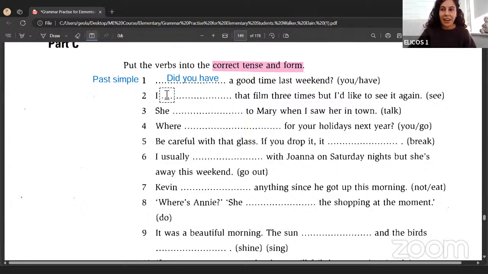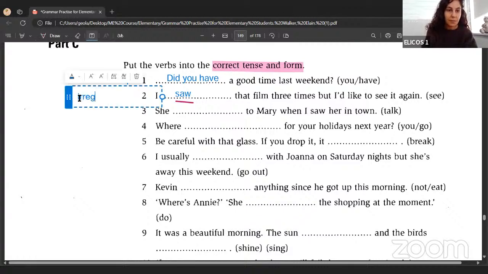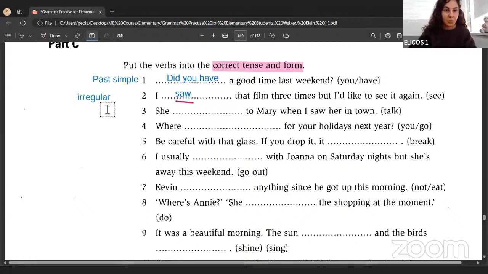Okay, number 2, yeah, irregular past. I saw that film 3 times, but I'd like to see it again. Yeah. So make sure that's an irregular. It does not take the ED. It's irregular past simple. Irregular, breaks the rules. It doesn't have the ED. So I saw that film 3 times in the past. Okay, but then I changed it to a present, but now I would like to see it again.